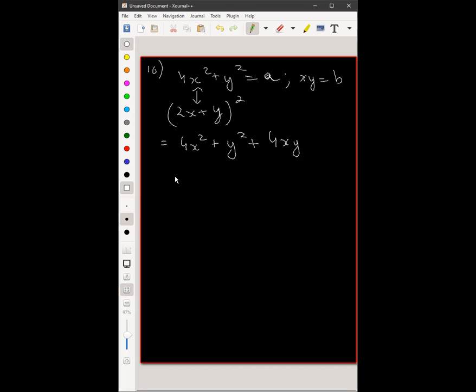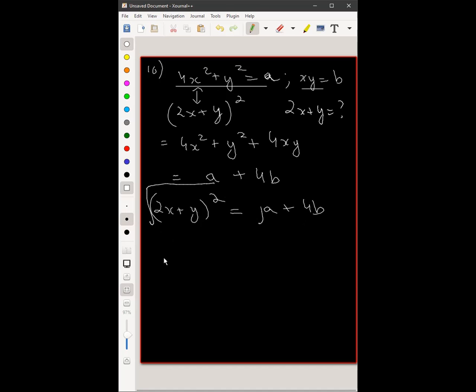Okay. And what is 4x squared plus y squared? It is a, plus 4xy. xy is b, so we get 4b. So 2x plus y, the whole thing squared, is nothing but a plus 4b, right? Okay. And we want the value of 2x plus y. So we take the square root here and here. Therefore, 2x plus y will become plus minus root of a plus 4b.